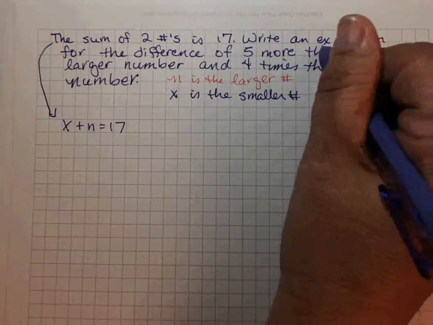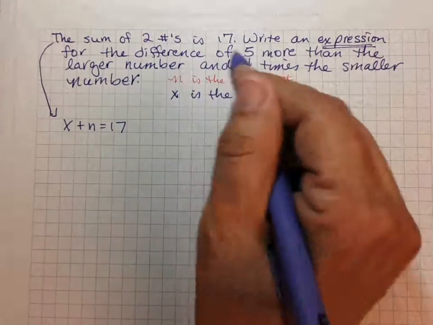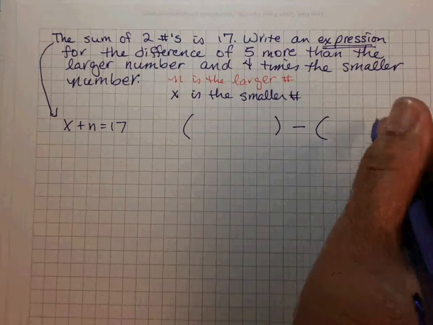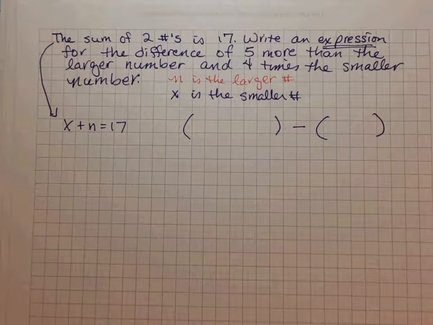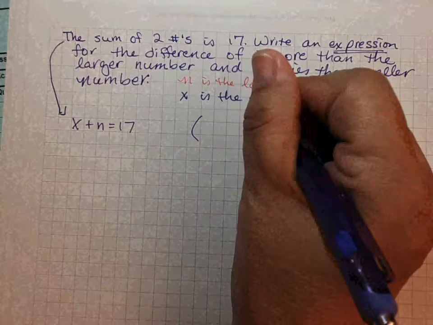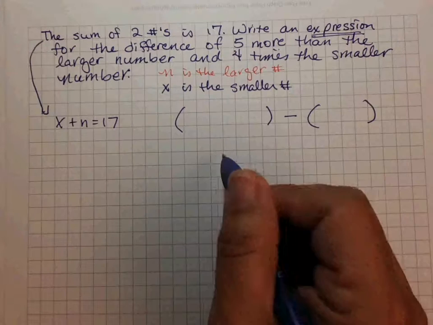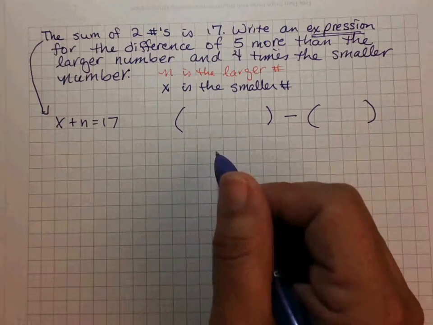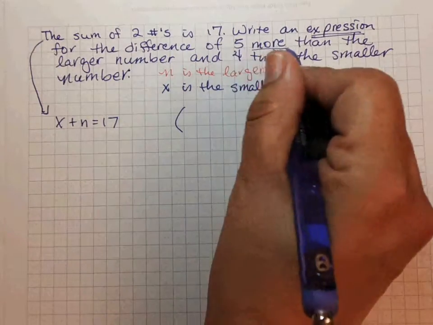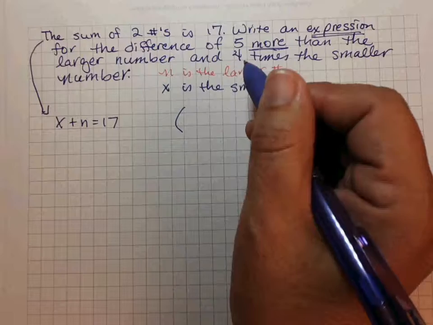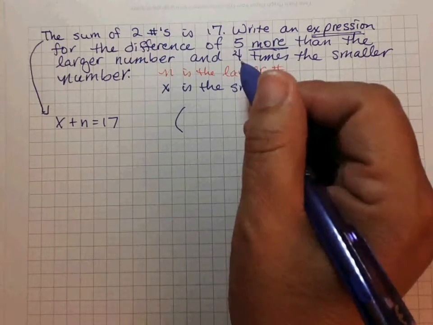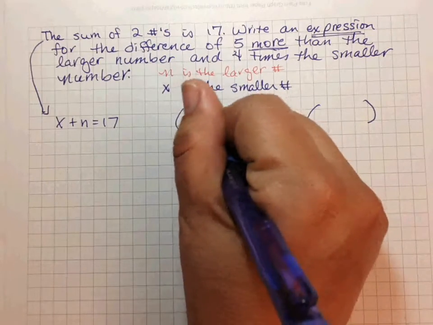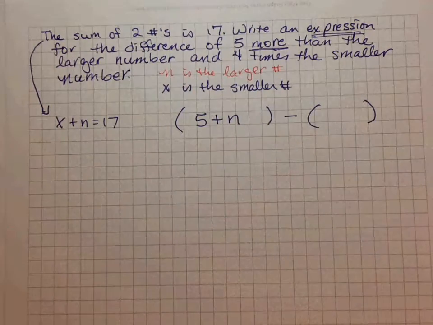What I'm trying to do is write this expression. The difference of, so that's basically, I'm going to subtract two things. The first thing is 5 more than the larger number. Now, it's really tempting to say 5n, 5 times n. But this doesn't say times, this says more. So if my larger number were 10, what would be 5 more than 10? 15. How do I get that? I add. So 5 plus n is the first part.